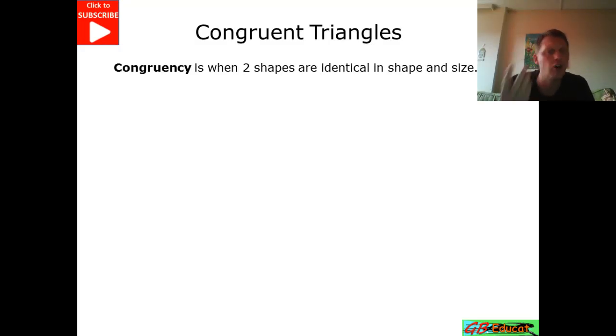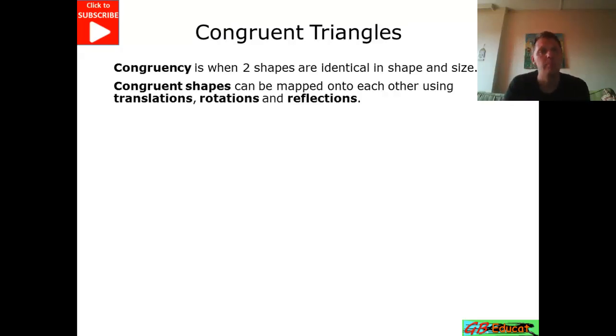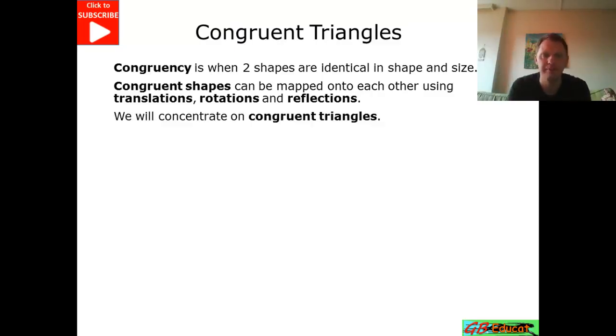Now, when we're talking about congruency, we are talking about two shapes that are identical in every way. All the angles are equal and all the corresponding sides are equal. But these shapes could actually be a translation of each other, so they could be moved, rotated, or they could be a reflection of each other.